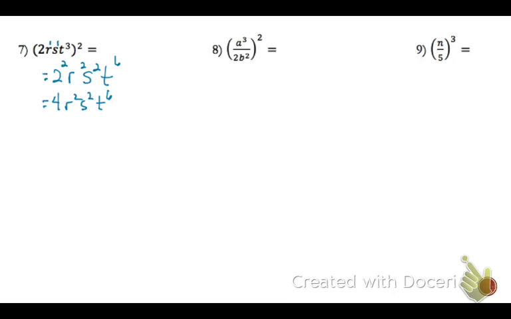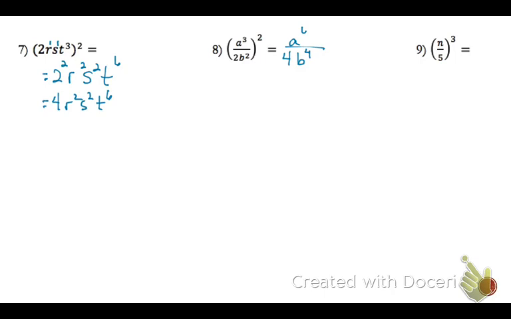All right, and then with number 8, now we have a quotient. We're raising each of those to the second power. So we'll multiply. 3 times 2 is 6. Now 2 to the second power, we know that's 4, so we'll write that. And then b squared to the second power. And we don't have anything else to simplify.